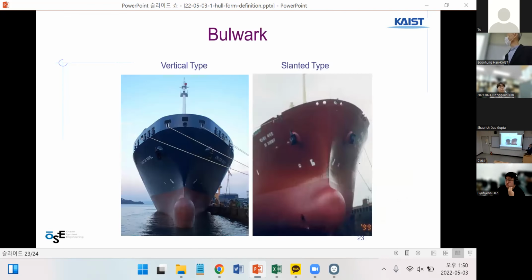And the bulwark is something like this area where there is a very curved shape in front of the ship. We call this the bulwark area. This is needed for protecting the ship from the waves coming. When the sea is rough, the bulwark protects the ship from the incoming waves. And there are two types: vertical type, which is straight, and then slanted type, which is more curved.